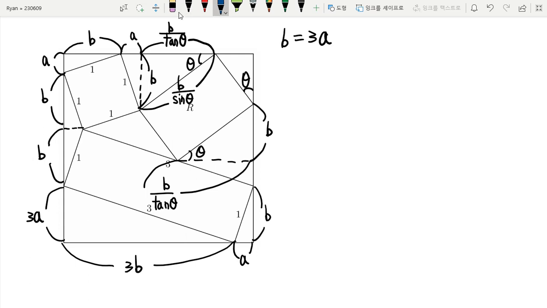So if we look at this triangle, because this triangle is similar to this triangle, the ratio between the two legs should also be 1 to 3. So if the longer leg is b over tangent theta, this shorter leg should be b over 3 times tangent theta.